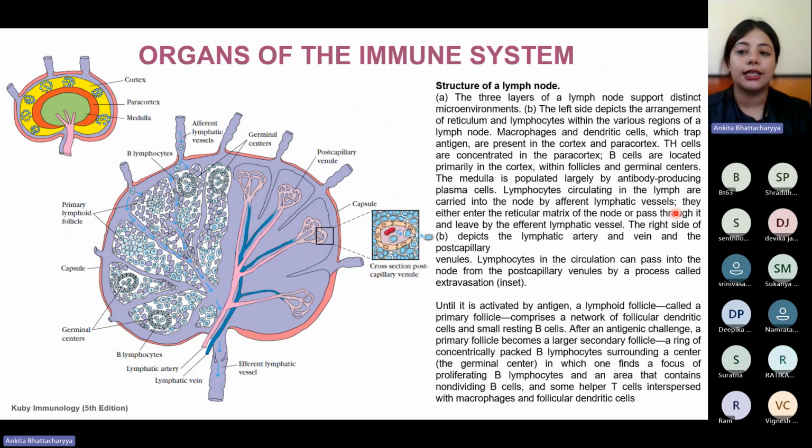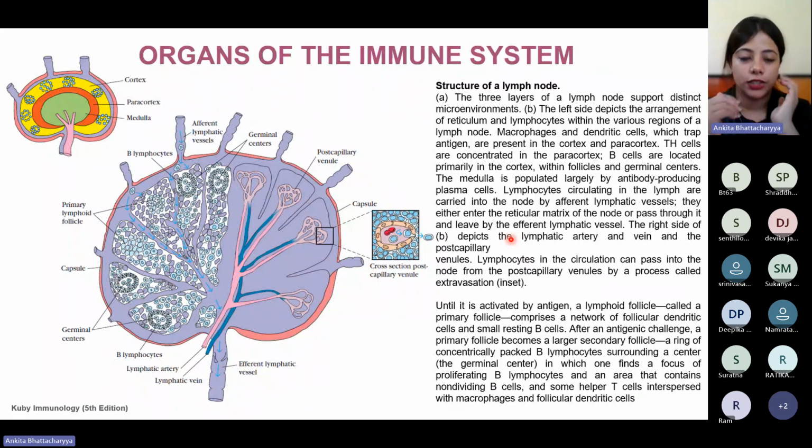Lymphocytes that are circulating in the lymph are carried into the node by afferent lymphatic vessels. If you have studied the circulatory system before, when I say circulatory system, I mean the way in which the heart and the aorta and arteries, ventricles, etc. operate. It is kind of similar to that: you have some blood vessels which are bringing deoxygenated blood into the lungs, purifying it, and then sending it to the heart, and then that oxygenated blood is being pumped into the system. So that's how the double circulatory system works.